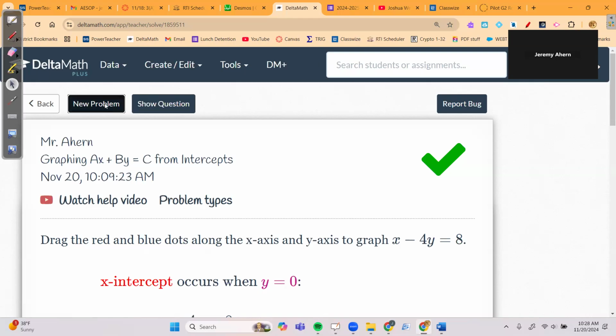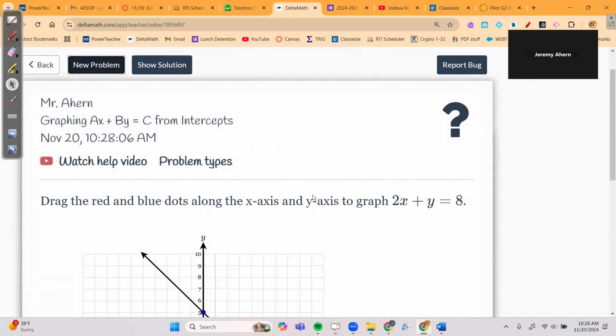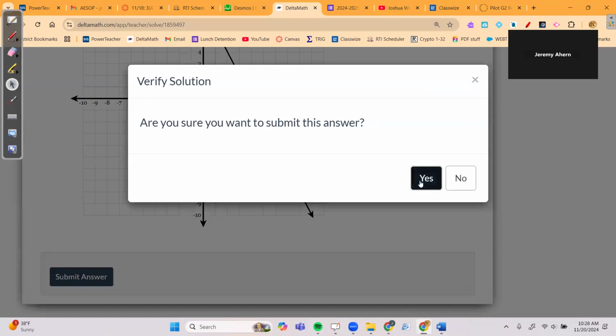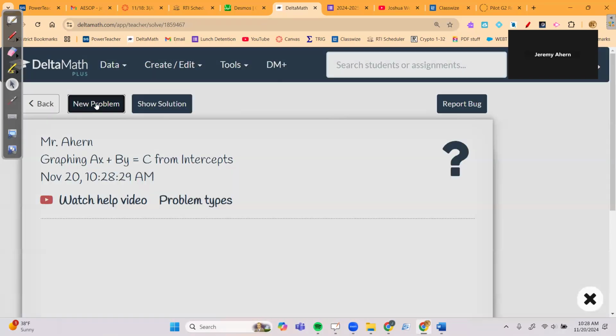Let's find another one. How about this one? What's my x-intercept? We agree on 4. If you get rid of the y, it says 2x equals 8, so you divide 8 by 2 and you get 4. So I grab my red dot and I pull it to x equals 4. What's the y-intercept? 8. And that's how easy graphing lines can be when it's meant to be that easy.